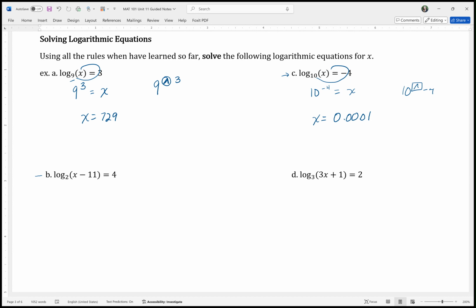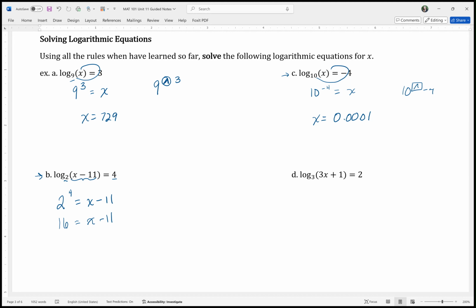All right, now let's come back to B. We've got log base 2 of x minus 11 equals 4. So we're still converting this to exponential. Our base is 2, our exponent is 4, and it's going to equal this entire expression for the argument, x minus 11. Now, this is a linear equation, and I want you to just use order of operations. So remember, we're doing the exponent first. So 2 to the 4th in the calculator will give you 16 equals x minus 11. And then just solve for x.